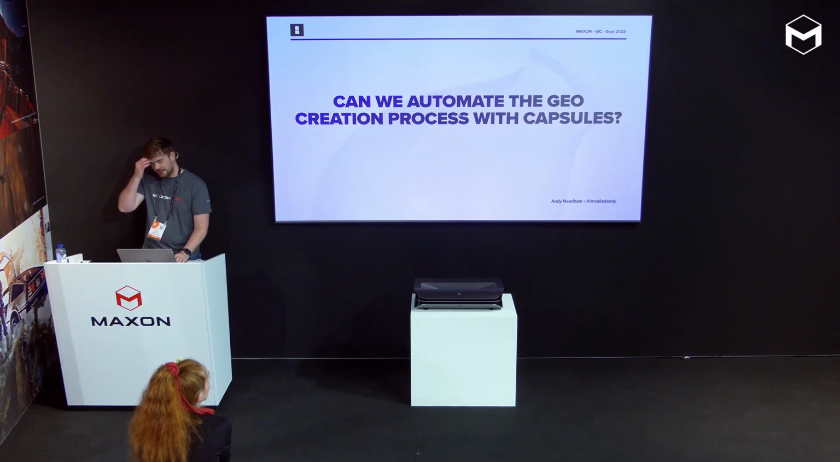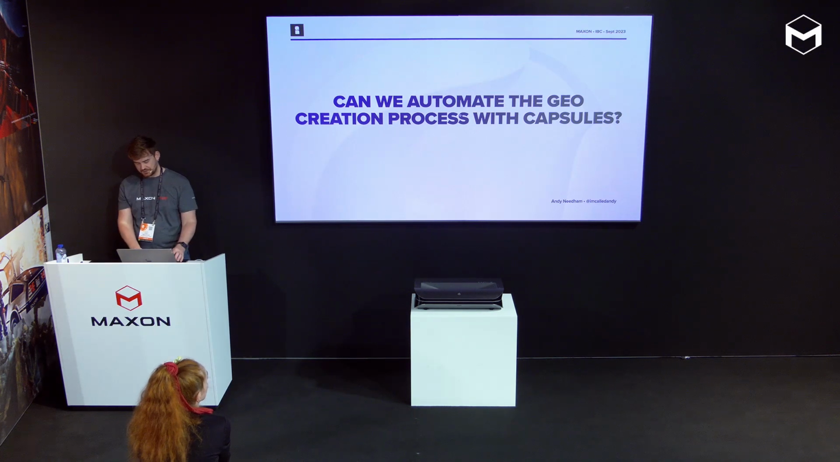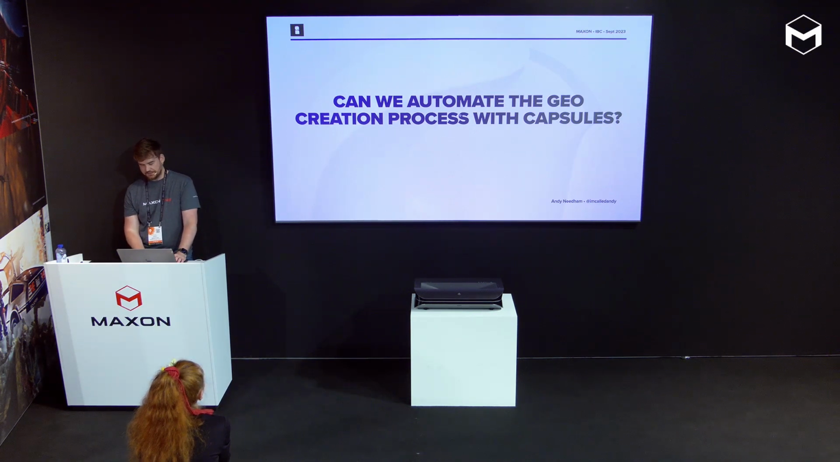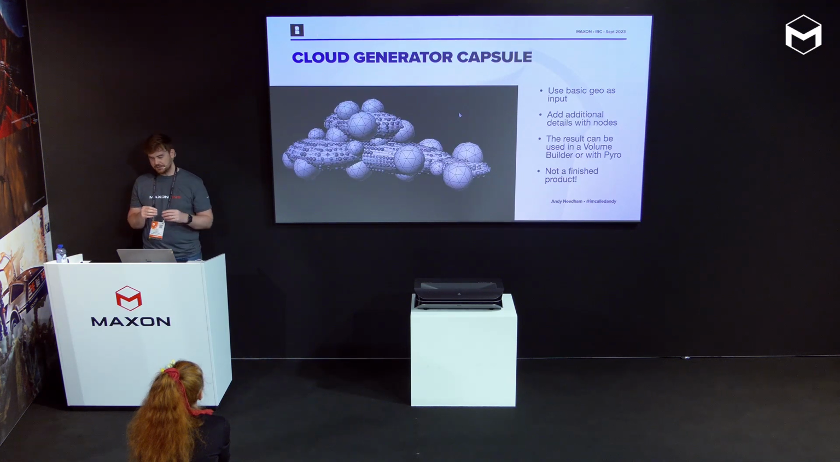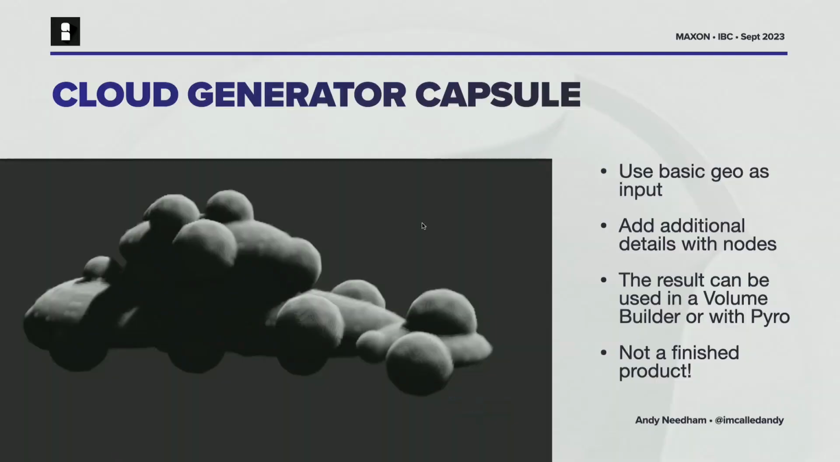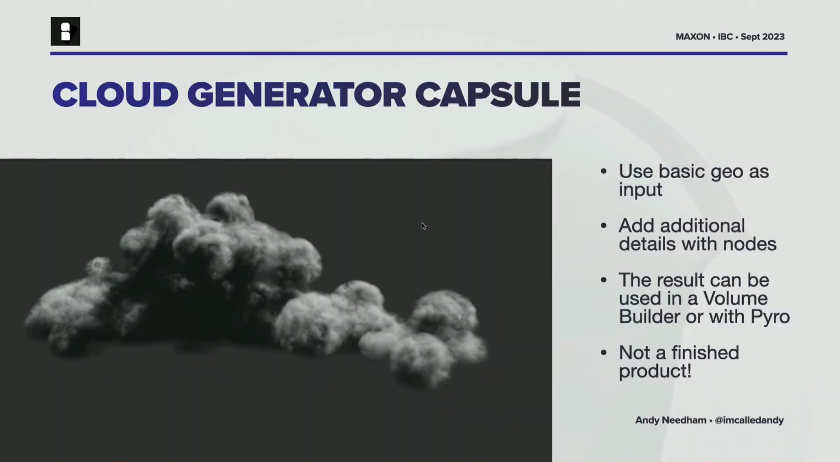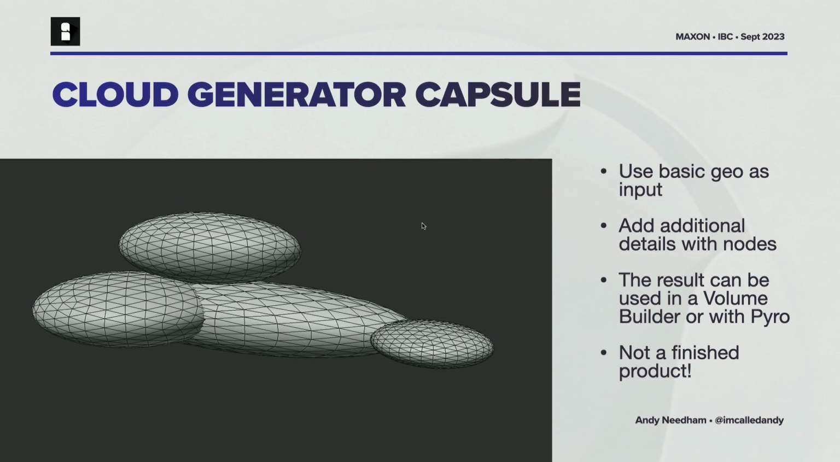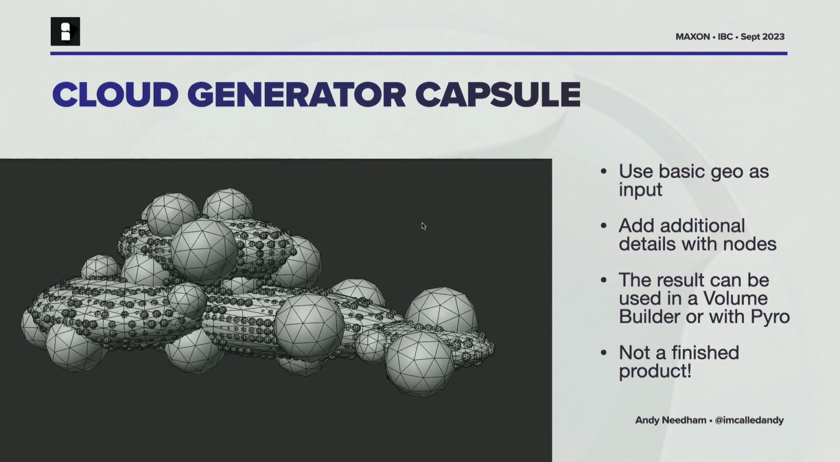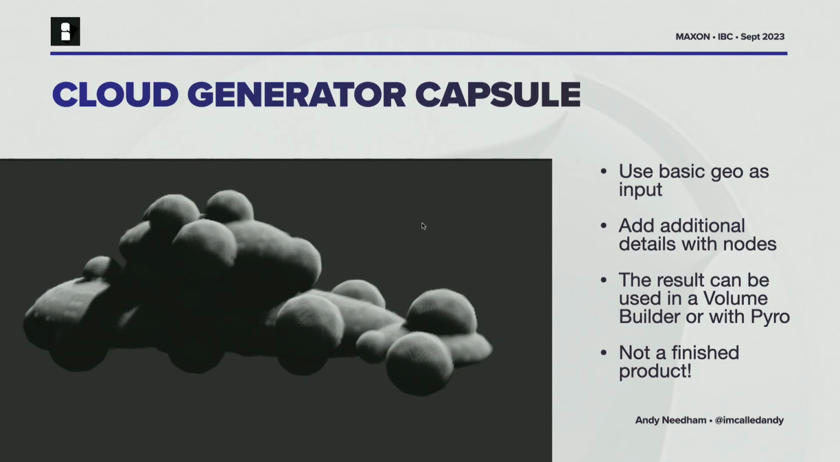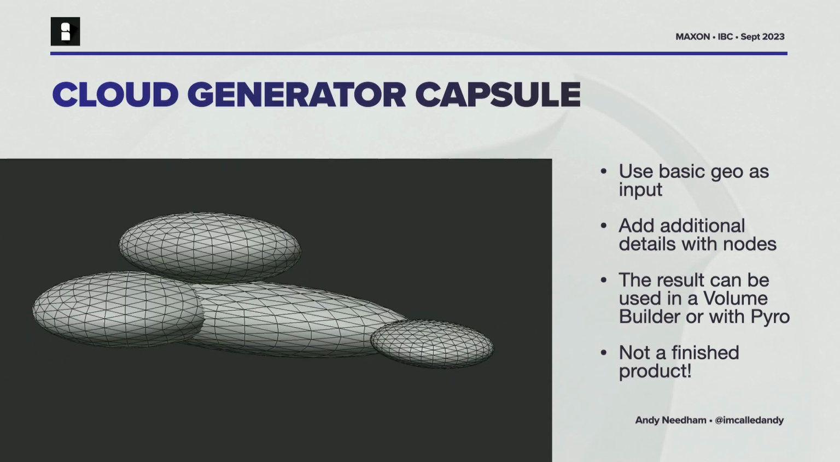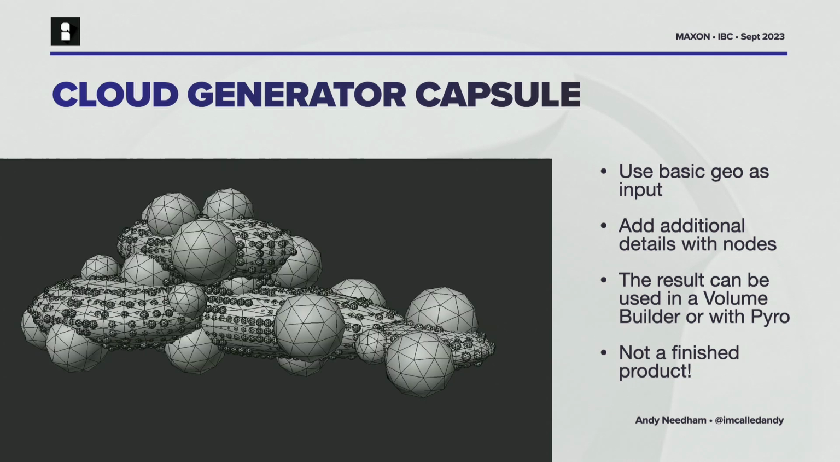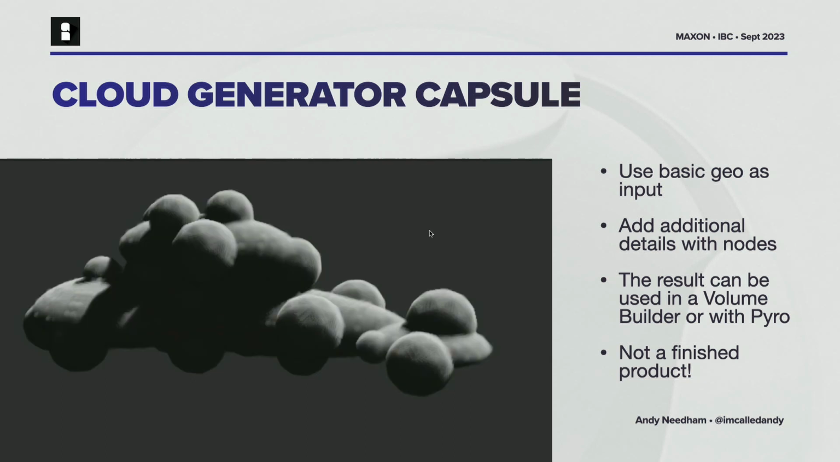Right, can we automate this creation of the geo with capsules? Let's take a look at that. What I want to show is basically some input geo, and then we use nodes to add additional detail. And then that result can be fed into volumes. We could work with Pyro, all kinds of stuff. And this idea that I'm going to demonstrate is by no means a finished product or anything like that. But it's more just to make this relatively new topic in terms of Cinema 4D a bit more approachable, hopefully.